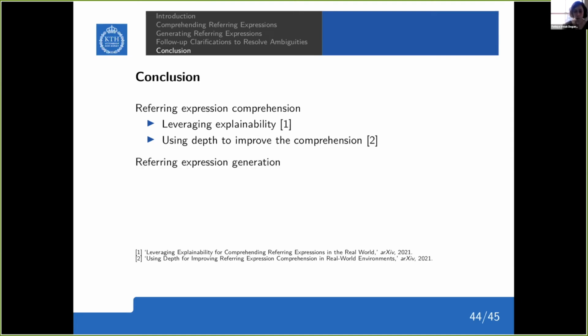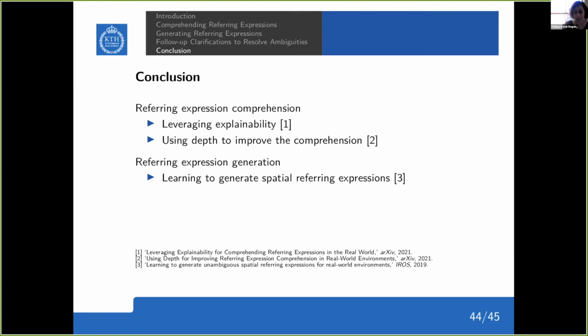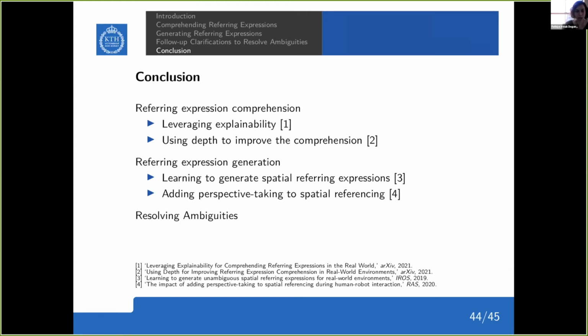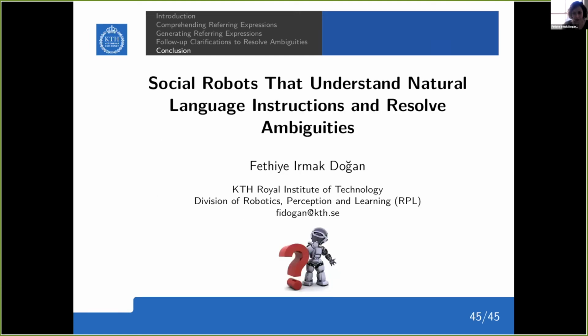After that, we moved on to the referring expression generation part, to generate expressions to uniquely describe the objects in the scene. I described our spatial referring expression generation method, then our extension to take the user's perspective into account while describing objects. And lastly, I talked about how we can combine comprehension and generation to resolve ambiguities, and I presented our work on asking for follow-up clarifications in that case. So thank you so much for your kind attention. If you have any questions, I will be very happy to answer them.